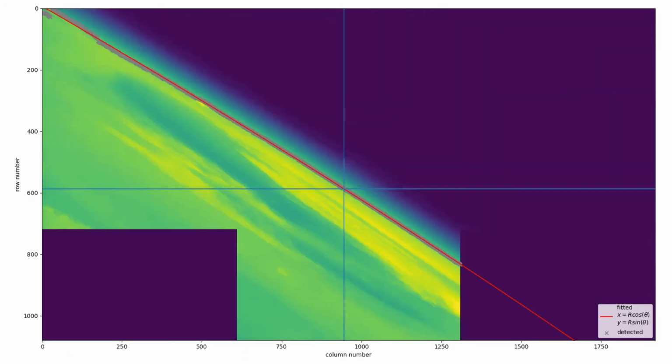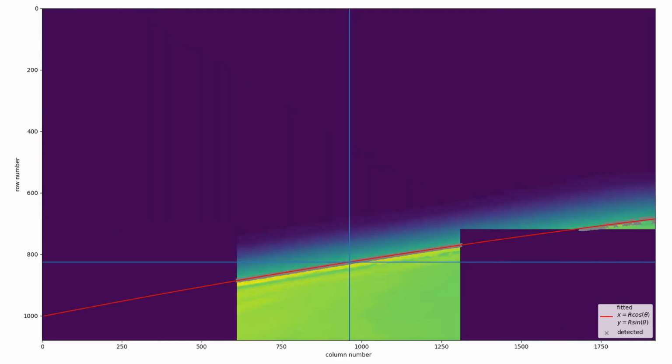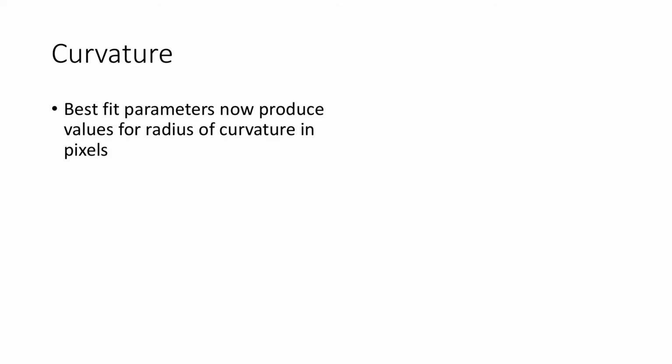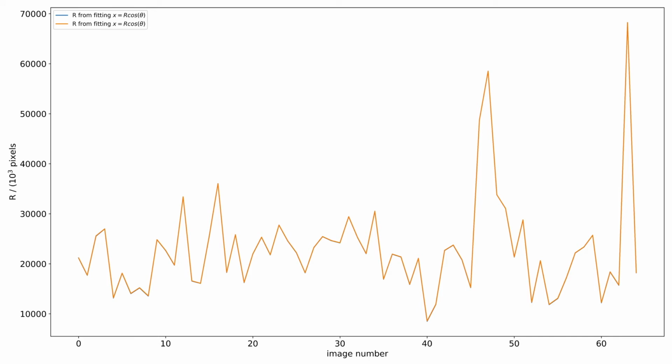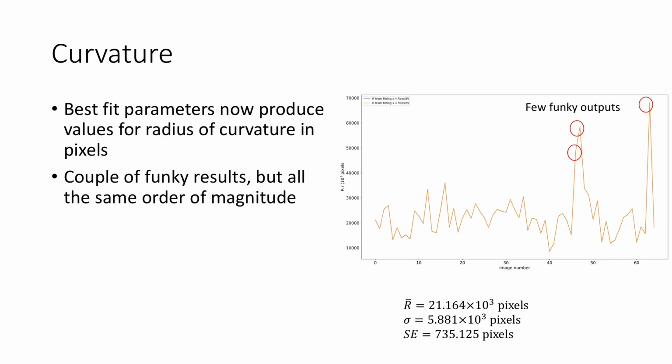Our best fit parameters now give us the radius of the circle and the xy coordinates of the center of the circle. Now it's only the radius that is of particular use to us from this point onwards. We can plot the values of the radius as determined from both our equations, and as you can see, they are a very close match. One line is actually perfectly hidden behind the other. Now this really does show that the equation of a circle is correct for this. Now there are a couple of funky results, but this can happen.